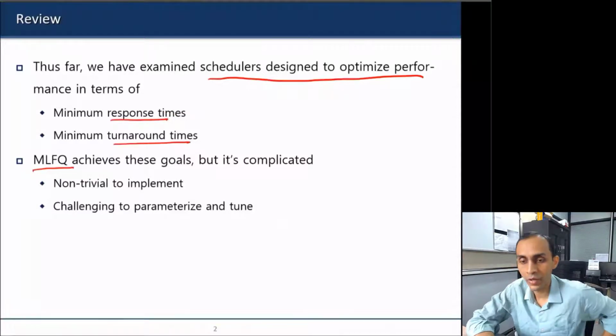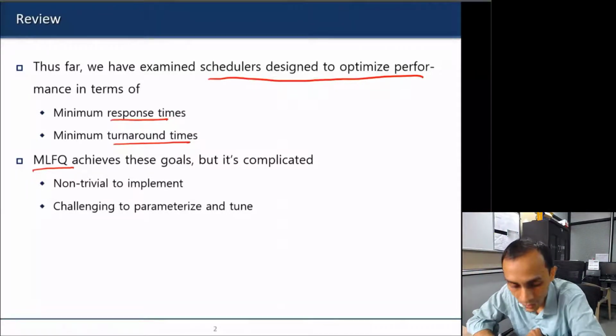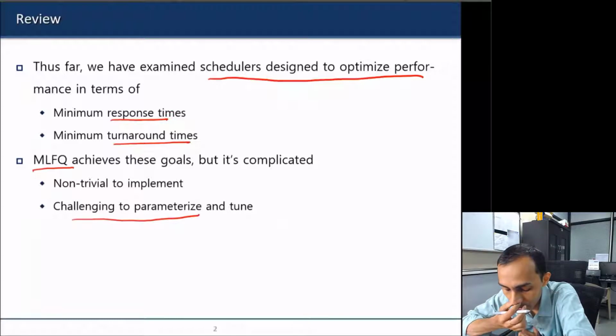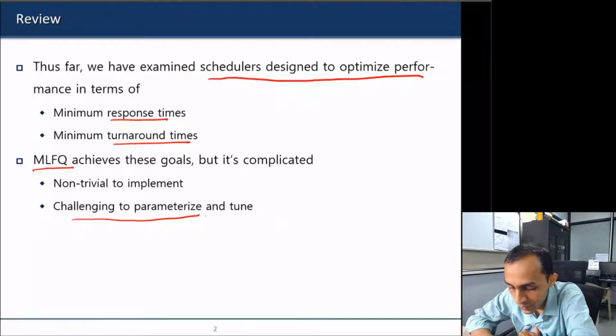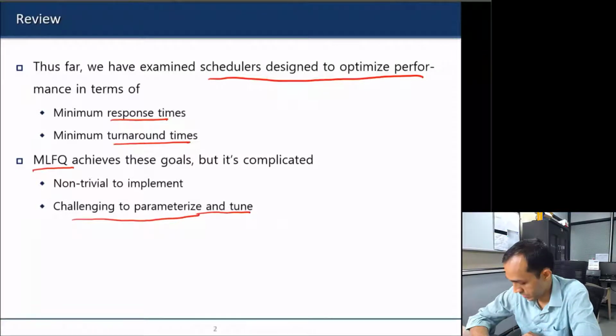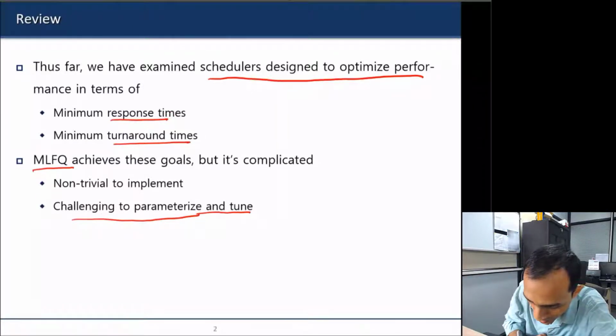But it was not so trivial; it was a bit complicated, and implementation is not so straightforward, and it can be challenging to parameterize all this. There are many parameters that you need to find the optimum value for, and tuning it to give the best performance may not always be possible, and it is also not so simple. And when the number of processes increases, it may not scale well under load.